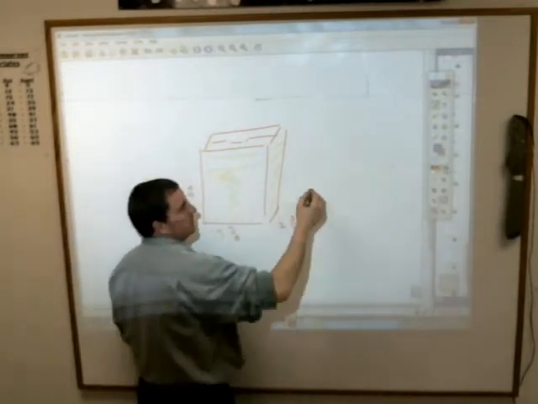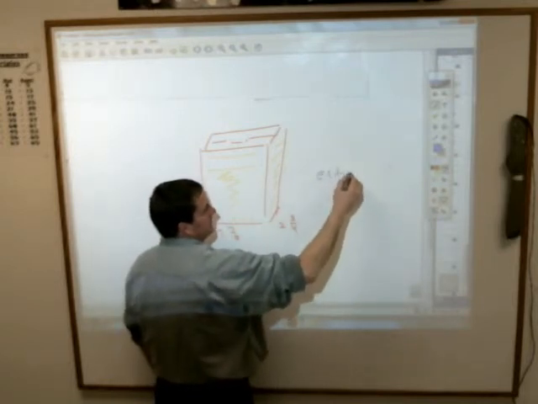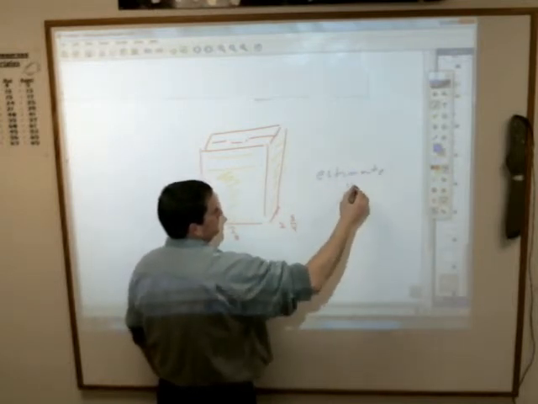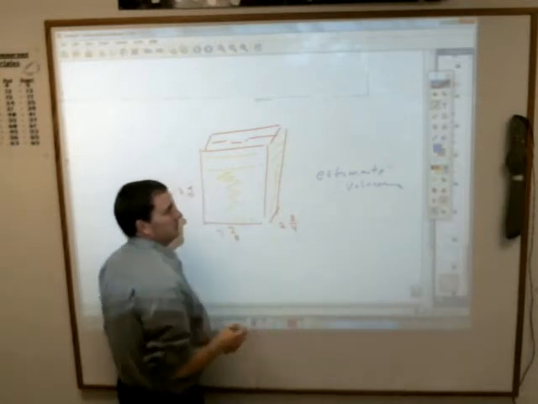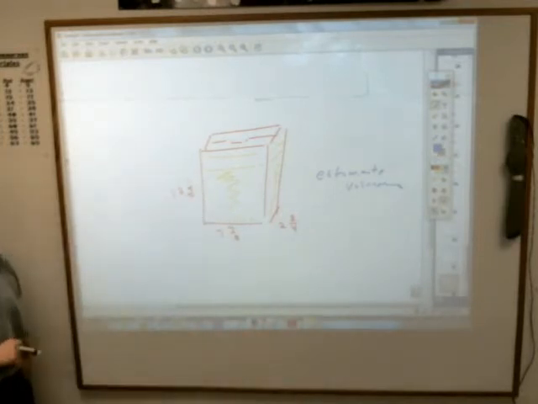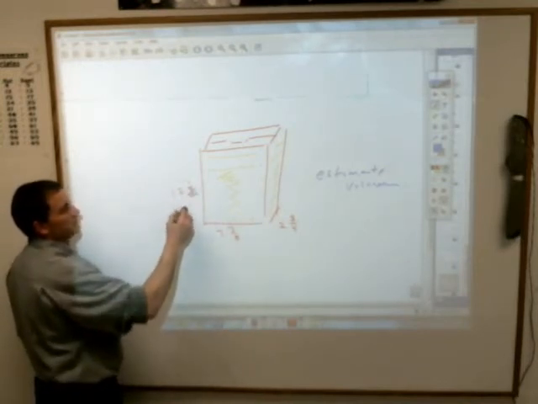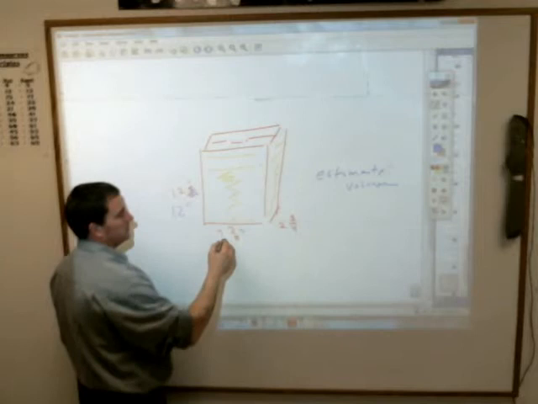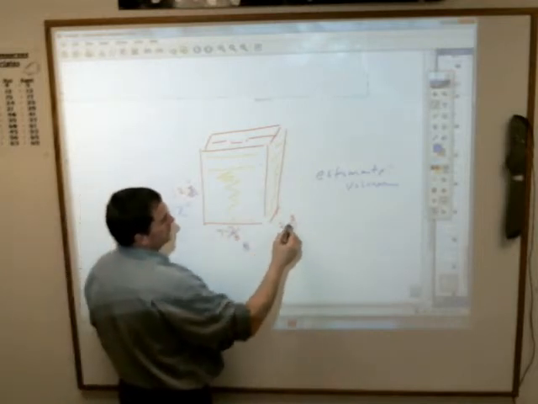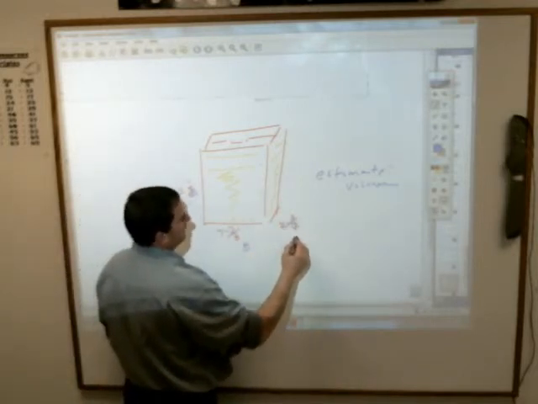Now the book says to do this: estimate the volume, which would mean we're not going to have to deal with the fractions. We're just going to round those. 12 and 1/8 is close to what? So you make this 12 inches. 7 and 7/8 is close to 8, and 2 3/4 is close to 3.